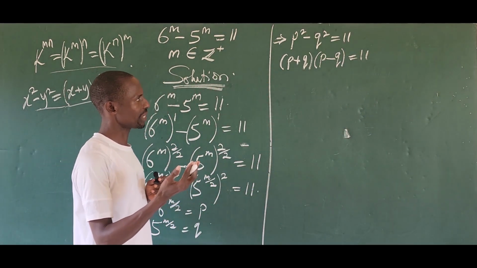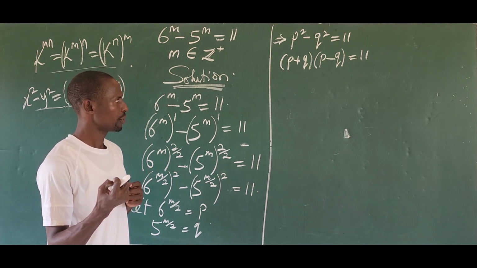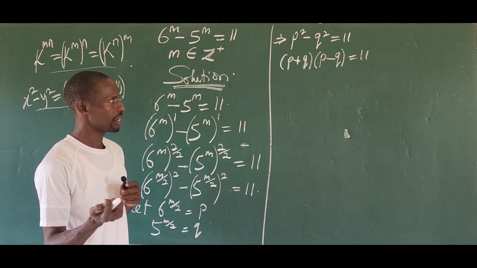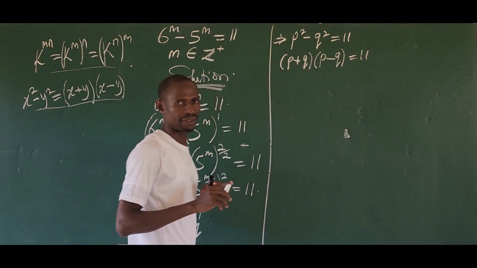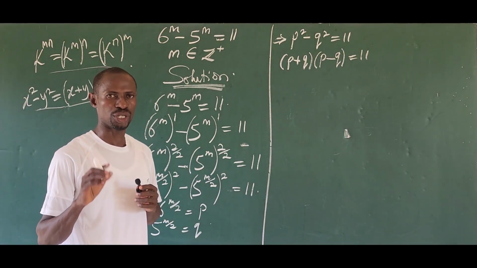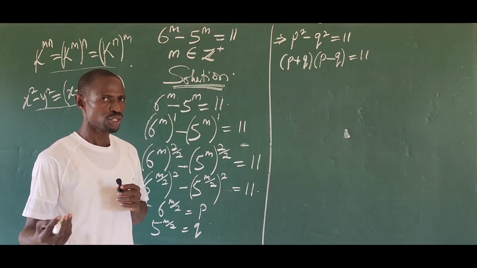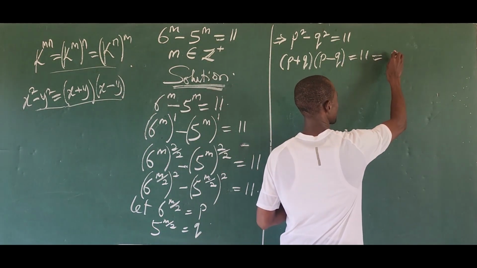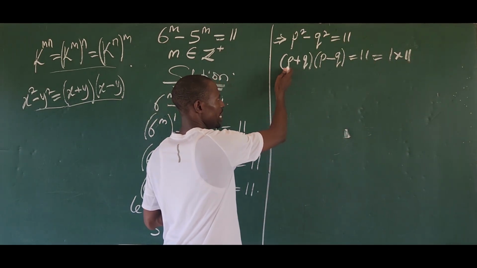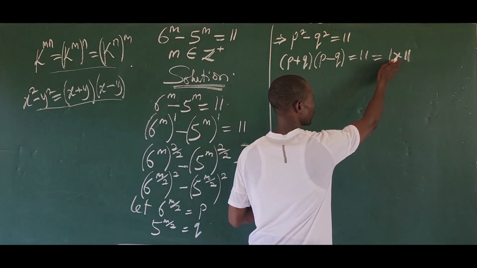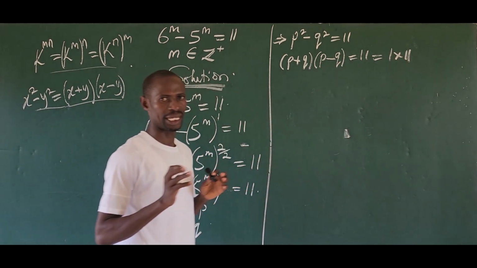Now we have the right-hand side of the equation to be an odd number, right? So since it's an odd number, and here we are having p plus q, we have to look for the factors of 11. 11 has just two factors, which is 1 and 11 itself, which makes it a prime number. So if we are to rewrite this as 1 times 11, is this going to be equal to 1, or will this be equal to 11? We just have to decide.